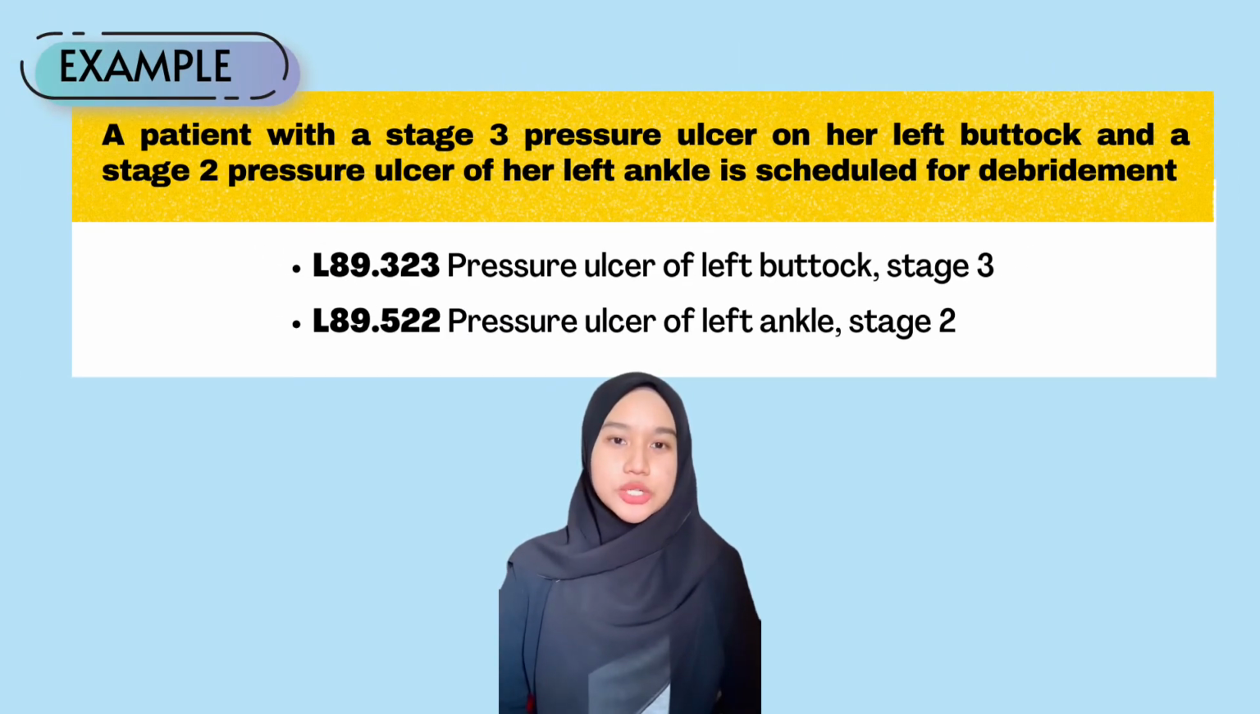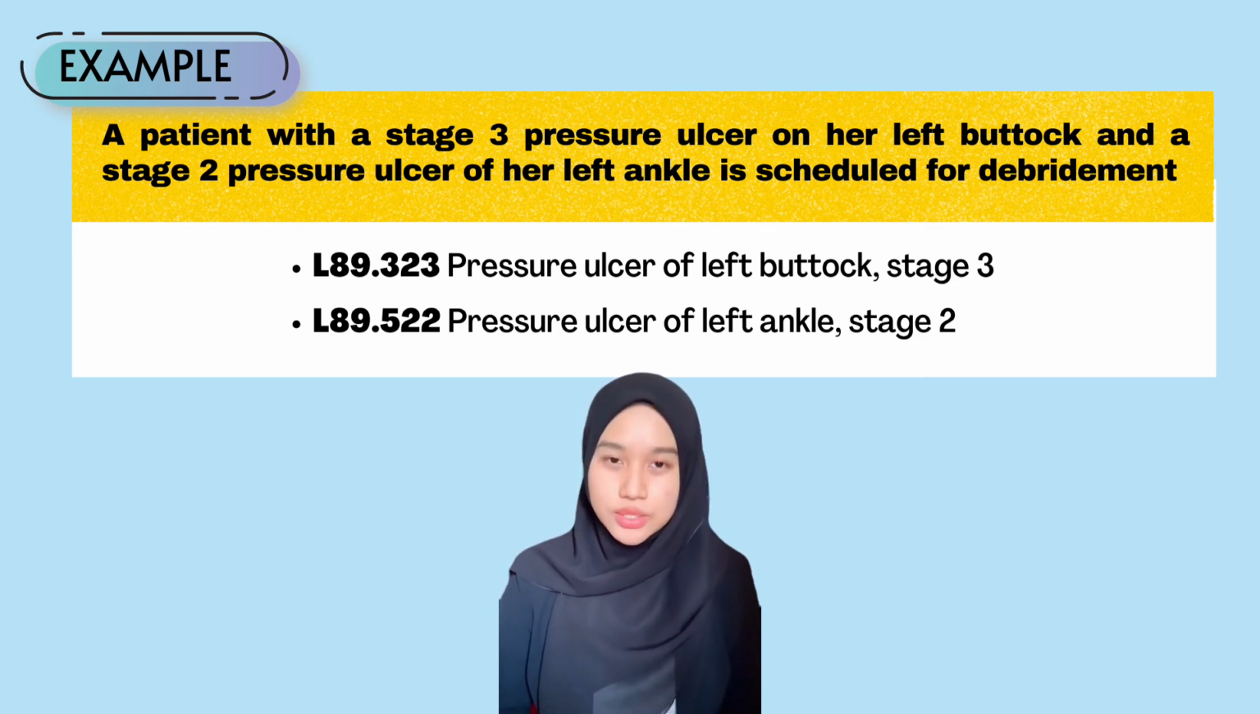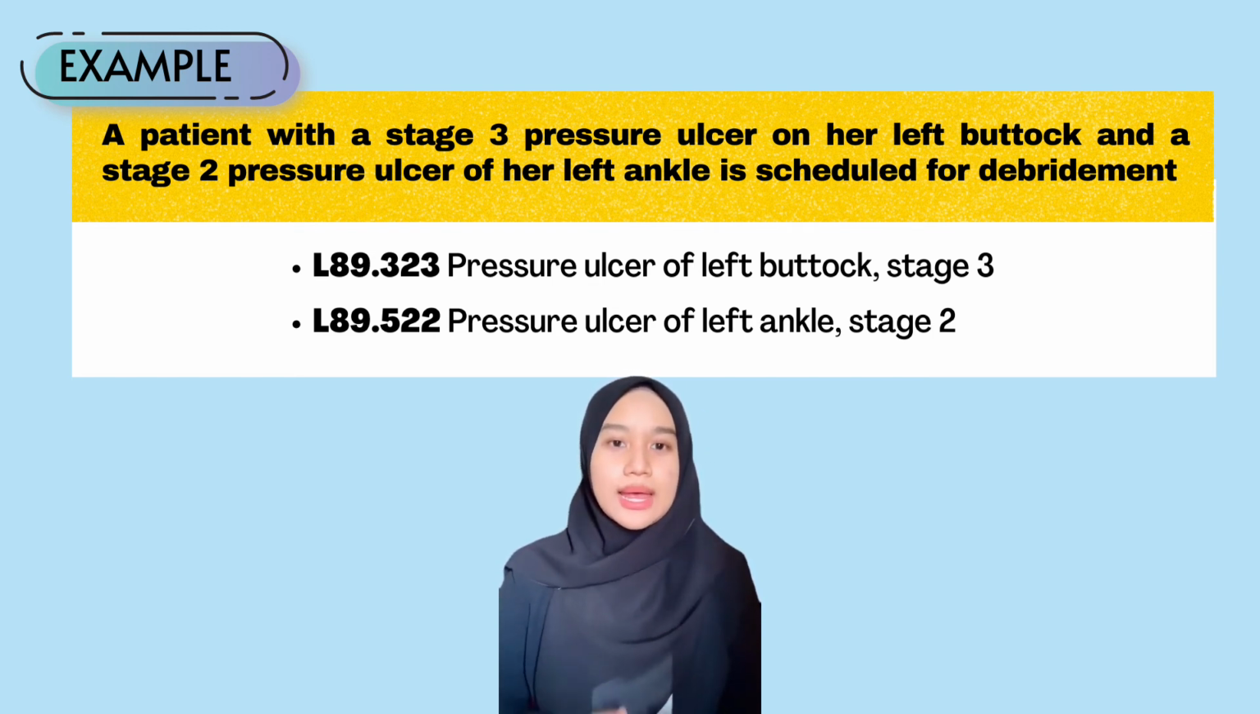A patient with a stage 3 pressure ulcer on her left buttock and a stage 2 pressure ulcer of her left ankle is scheduled for debridement. Based on the guideline, when there are 2 stages reported, the coder should assign 2 codes. The code of the highest stage of pressure ulcer reported during the stay should be assigned first, followed by the second code of lower stage. Hence, the answer for this case is L89.323, which is pressure ulcer of left buttock stage 3, and L89.522, which is pressure ulcer of left ankle stage 2. There are 2 codes assigned for this case.